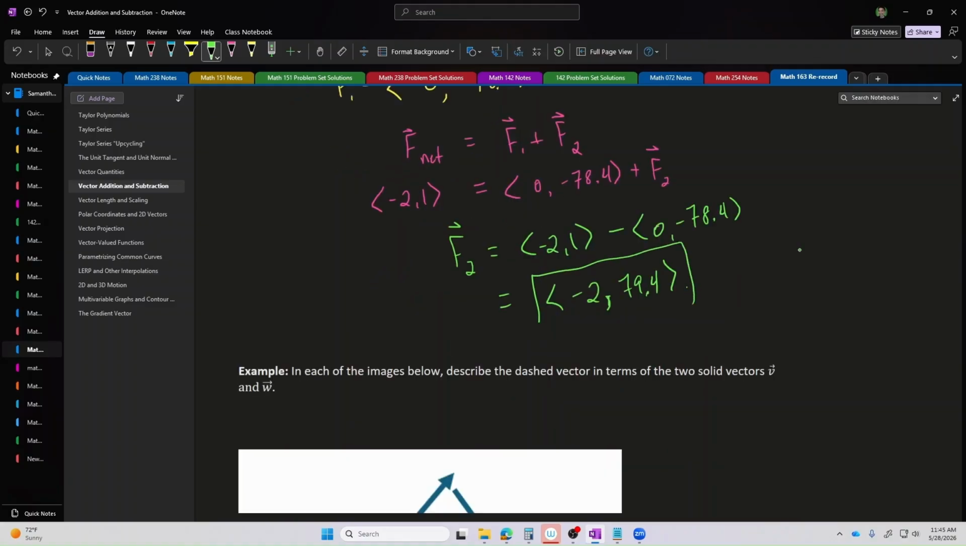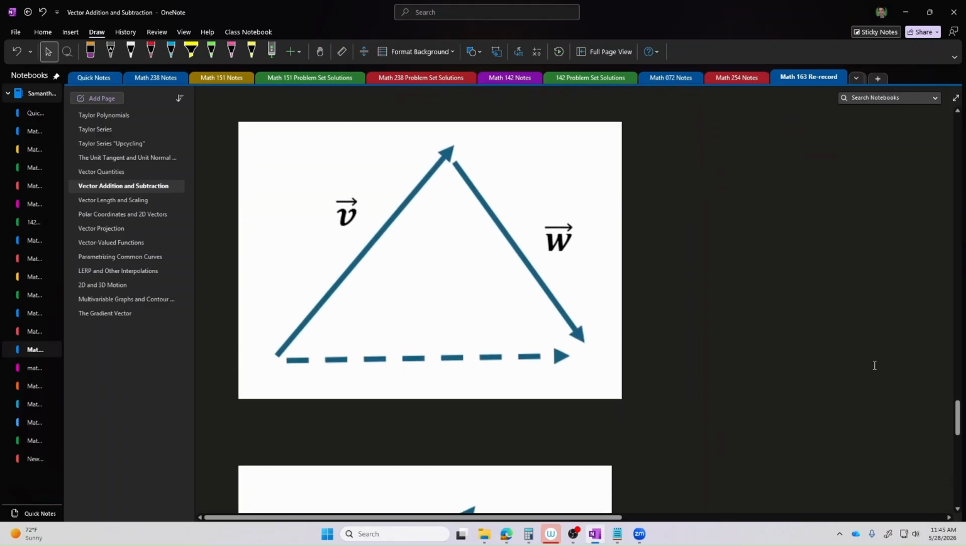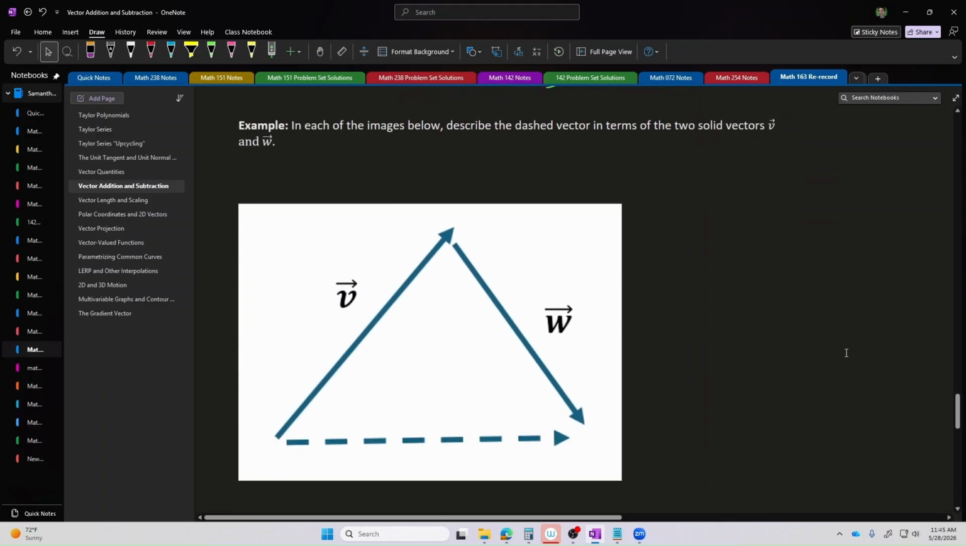For another example of this at play, let's do several different triangle rule type problems. We have two solid vectors, v and w, and we're going to try and express this dashed vector in terms of the two solid vectors that are given.